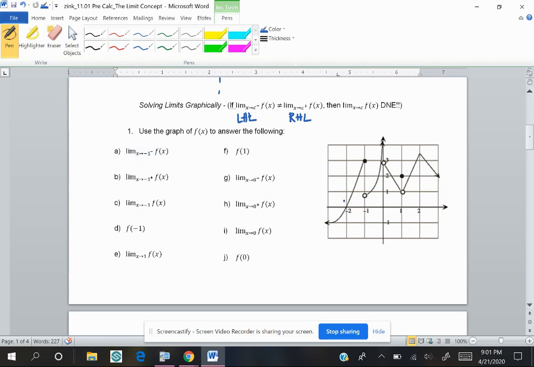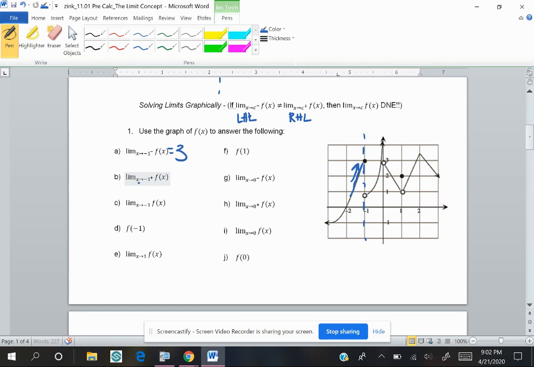For A, as x approaches -1 from the left, what is the y value of f of x? So find -1. Here's -1 right here. We want to come from the left, so I go to the left of this blue dotted line. The only graph over here is this one, so I travel along this one. What am I getting closer and closer to? A y value of 3.